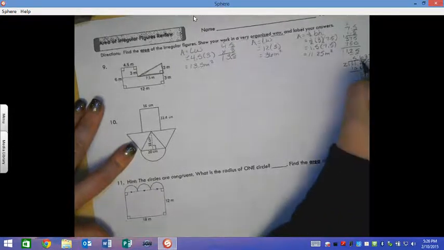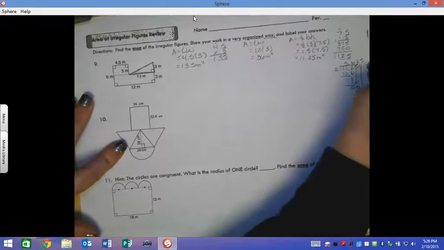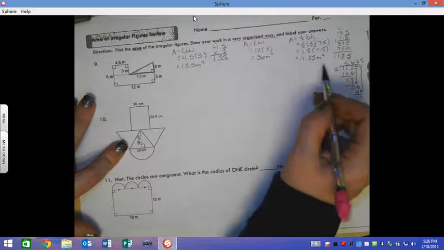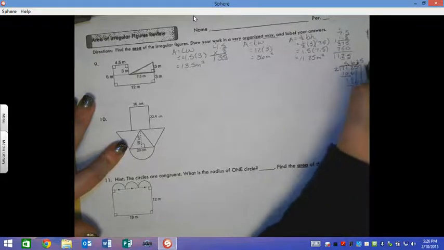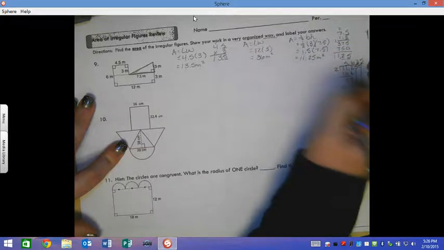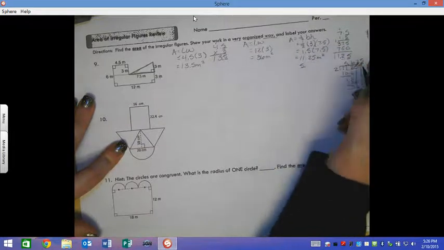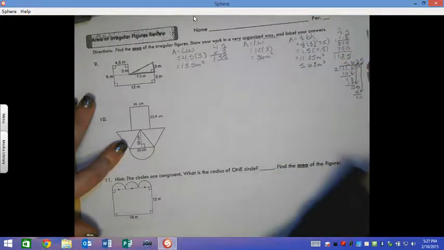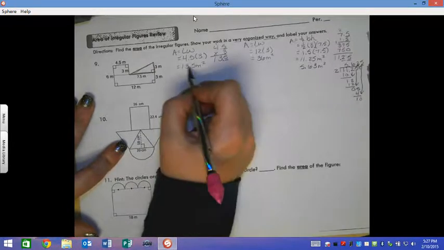So we need to round this, make it a little easier to deal with. So we're going to round it to the hundredths place. So we're going to round to this 2 here. With this 5, am I going to go up or stay the same? Well, I have 5, so I am going to go up. So I'm actually going to use 5.63 meters squared.